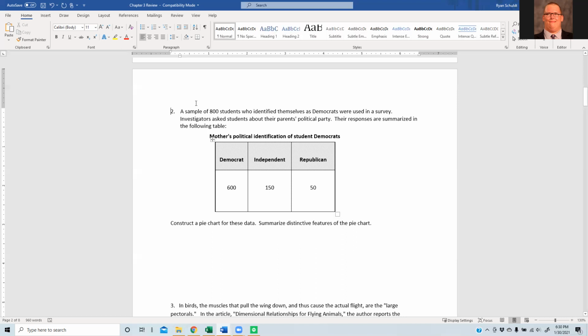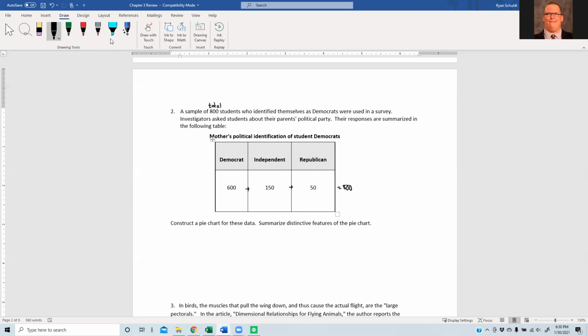So in number 2, it says a sample of 800 students who identified themselves as Democrats were used in a survey. Investigators asked students about their parents' political party. Their responses are summarized in the following table. So a couple of things to note here. This 800 is our total. That's how many. If I added all these up, I would get 800.